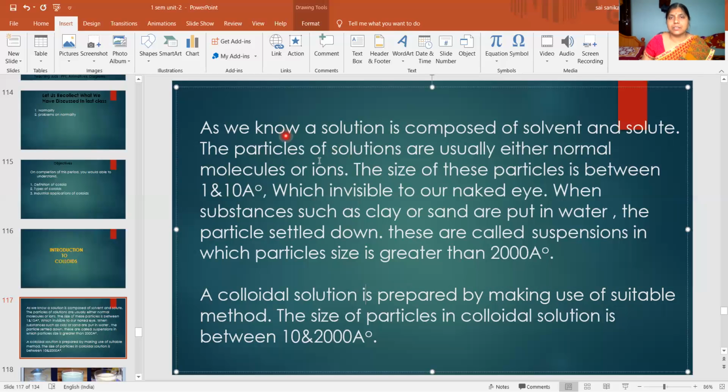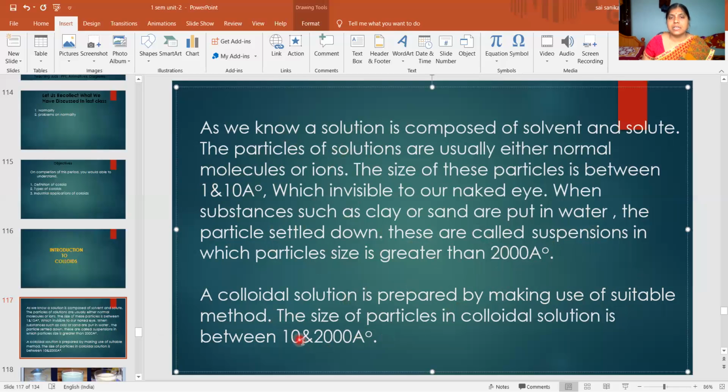A solution is a clear solution; the particles are very small in size and we can't see them with our naked eyes. Whereas in suspensions, we can clearly differentiate between solute and solvent particles, and they will settle down at the bottom. Its particle size is greater than 2000 angstrom units. Whereas colloidal solution is prepared by using some suitable methods. So how is the particle size?